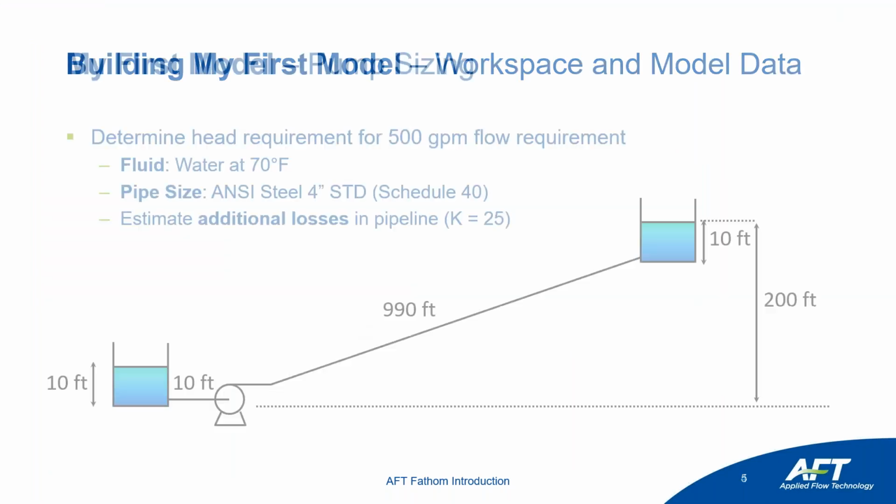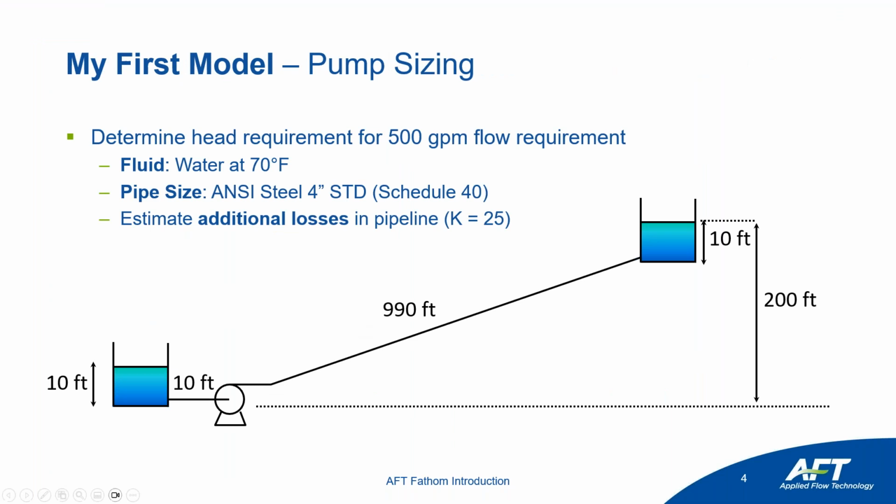Let's briefly go back to our system to see what else we need to add. Again, we have our reservoirs and our pump. And now we have to add a 10-foot stretch of ANSI steel 4-inch piping, and then a 990-foot run of, again, 4-inch piping. Where here in our longer pipeline, we're going to add those additional losses.